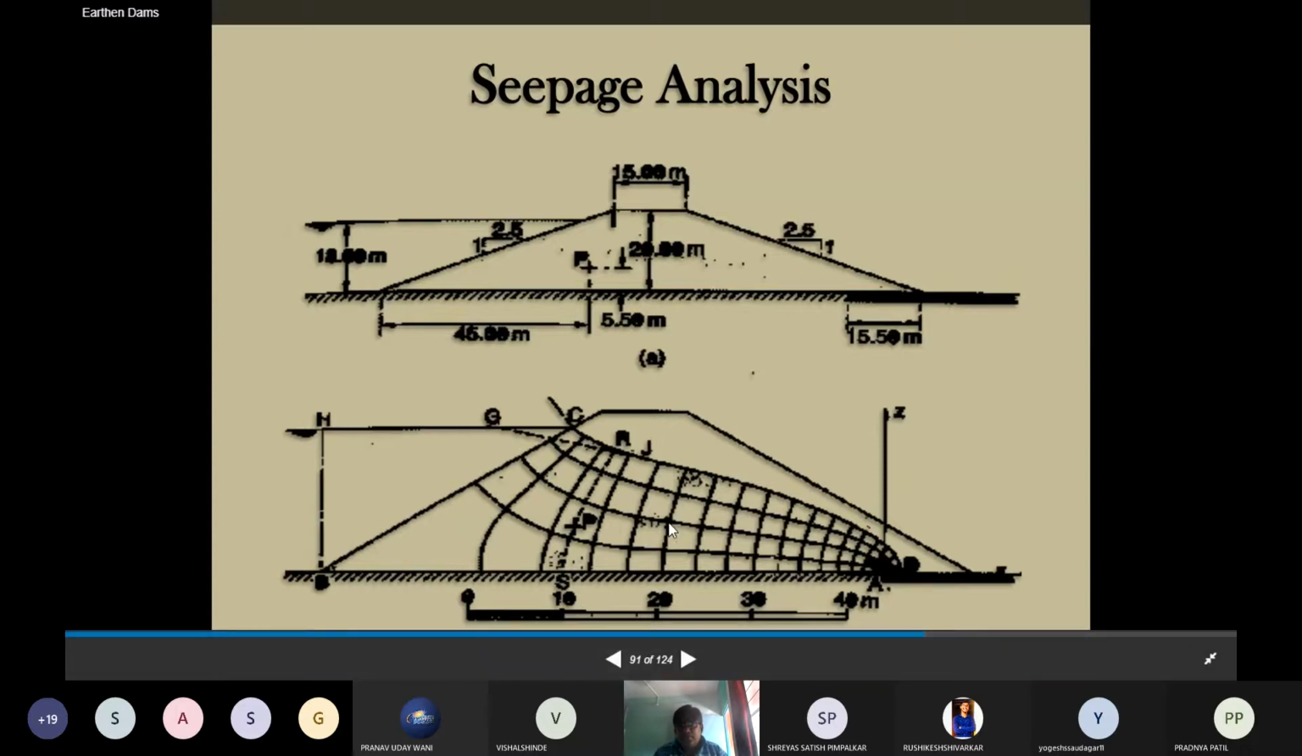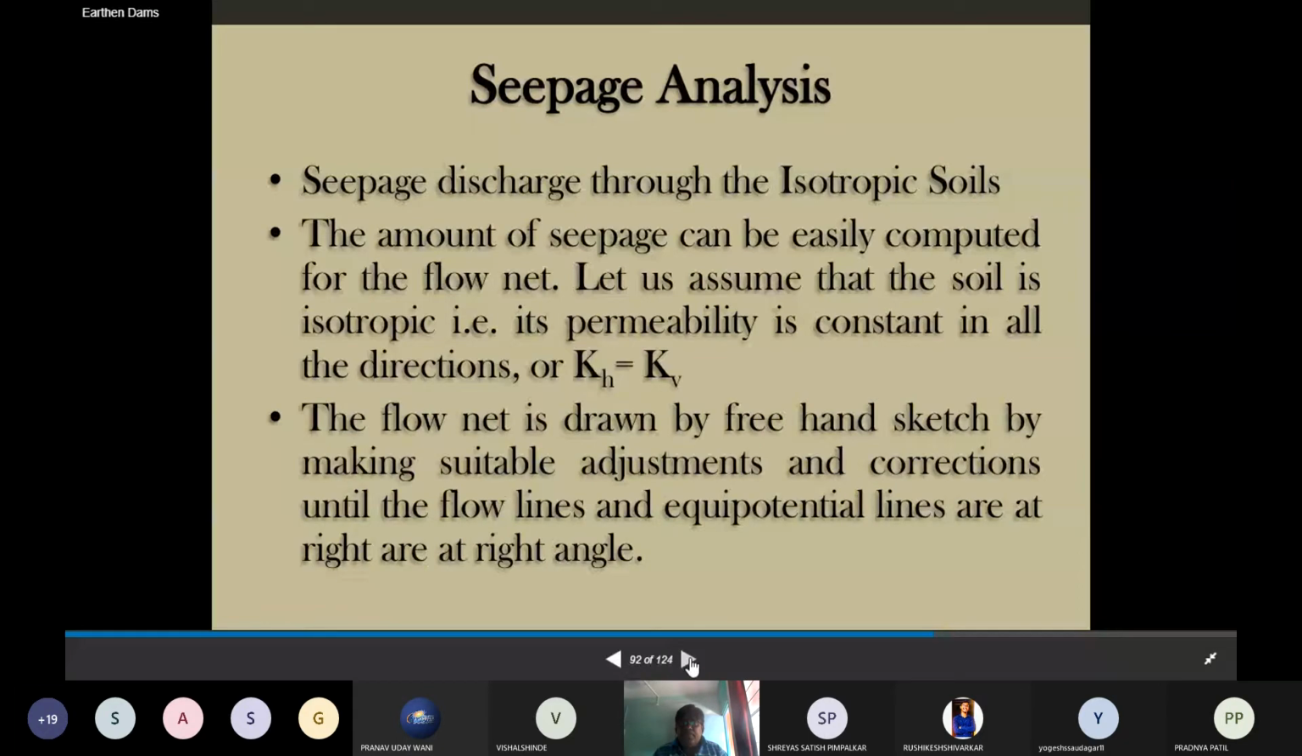And what would be the nature of this flow line, the seepage line? So this is the grid, which you call the flow net, and you carry out the seepage analysis for this. There is a provision of a filter on the downstream side. Now the seepage discharge through this isotropic soil, meaning it has the same properties everywhere: the amount of seepage can be easily computed from the flow net.